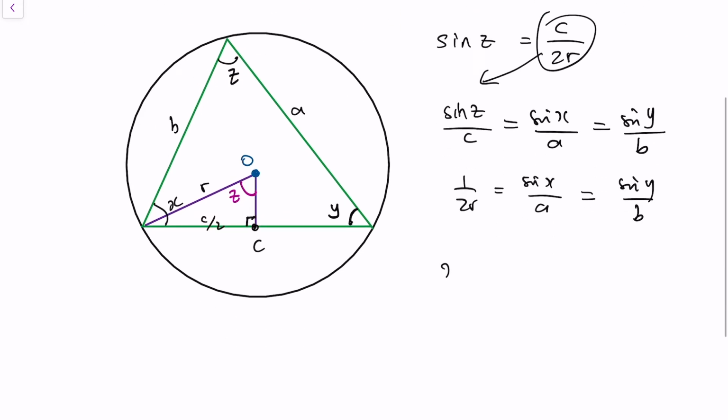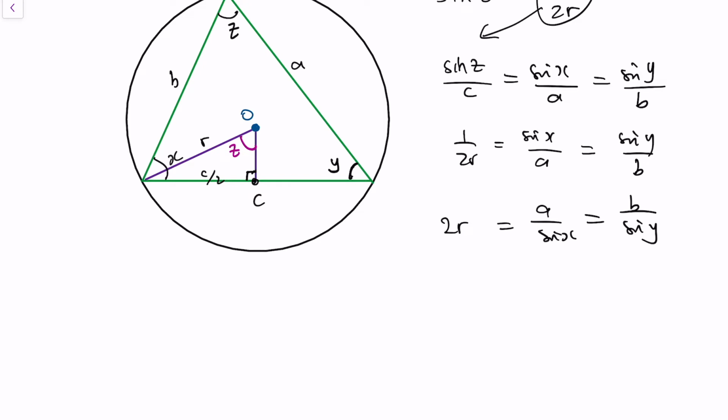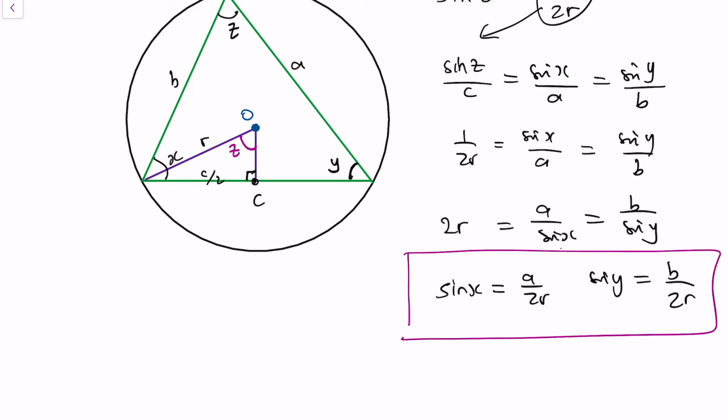And we can write it as 2r is equal to a over sin x, which is equal to b over sin y. Now I'm going to make sin x and sin y the subject because we're going to use it in a moment. So sin x is equal to a over 2r and sin y is equal to b over 2r. So I'm going to put this in a box because we're going to use it in a moment, and let's name it as 1.